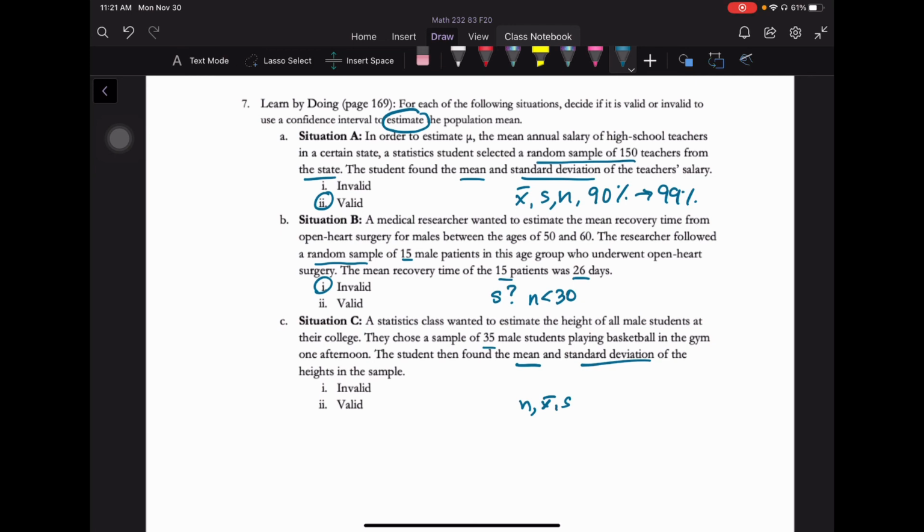But there's a problem in this question. They want to estimate the height of all male students at the college. They chose a sample of students playing basketball in the gym one afternoon, which is highly biased. A, they're playing basketball, which could say something about their height, and B, this is a convenience sample, they're only sampling from just one situation in one afternoon, which is not going to be representative of the population. So this is invalid.